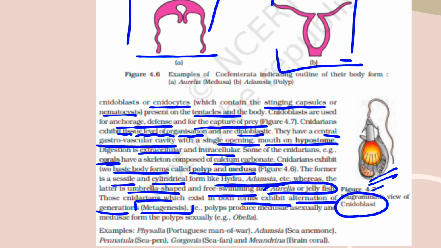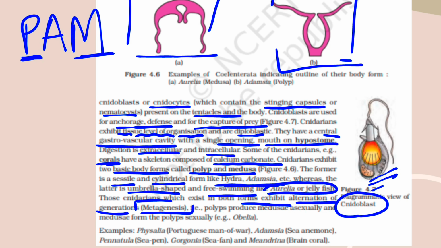Example, polyp produce medusa asexually and medusa form polyp sexually. To remember it, there is a mnemonic PAM. Polyp produce medusa asexually. An example is Obelia. Examples are Physalia, Portuguese man of war, Adamsia, sea anemone, Pennatula, sea pen, Gorgonia, sea fan, Meandrina, brain coral.